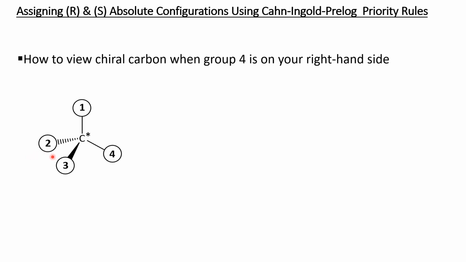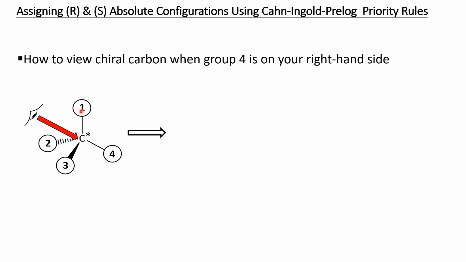You should start by asking yourself the question, which position can I view this carbon from that will place group 4 in the back of the chiral carbon? Viewing the carbon from the left-hand side will place group 4 in the back of the chiral carbon. Now, group 3 will be to your right, group 2 will be to your left, and group 1 will point upward.